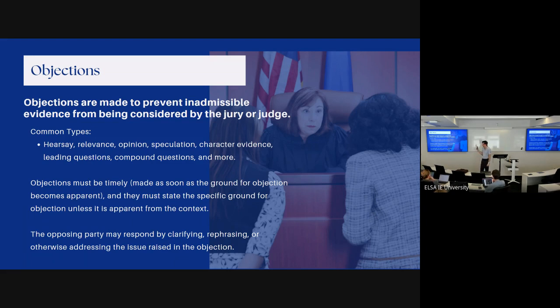And then usually the opposing party responds by clarifying, or they can say, we'll rephrase the question. If they don't want to argue it, they can just say, we'll rephrase, and that's usually fine. If there are multiple objections without grounds, if you're just objecting to object, the judge may sanction you, basically like, stop objecting on this ground. But here are the types.